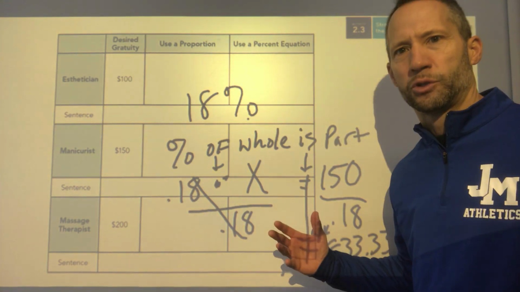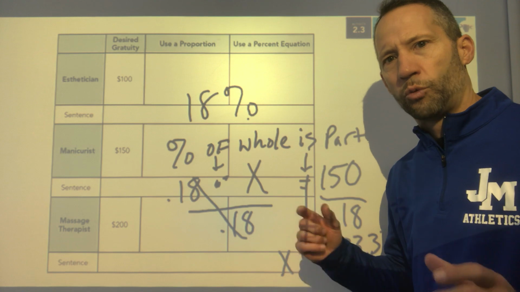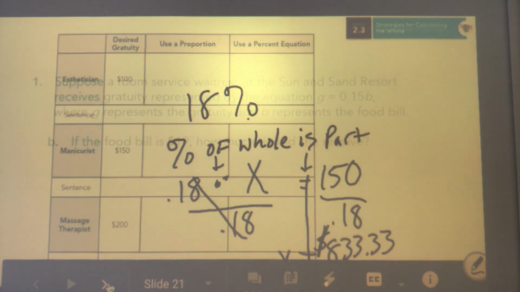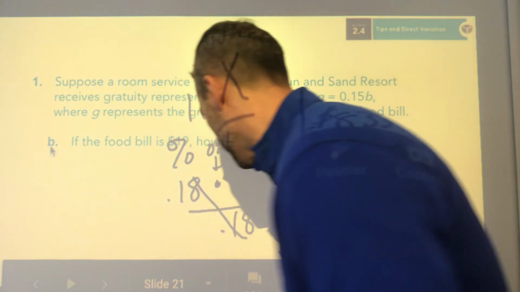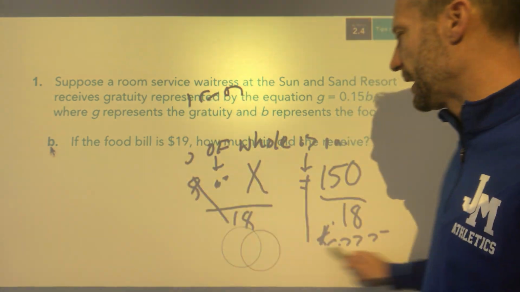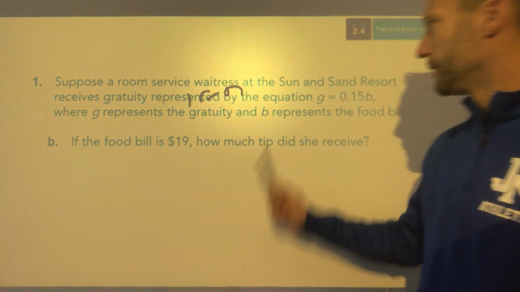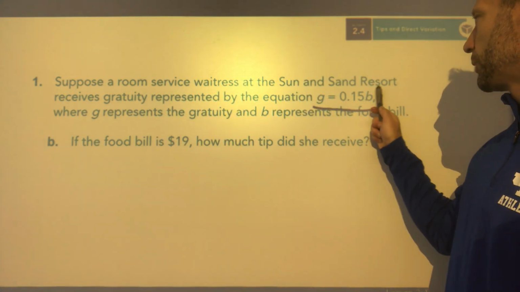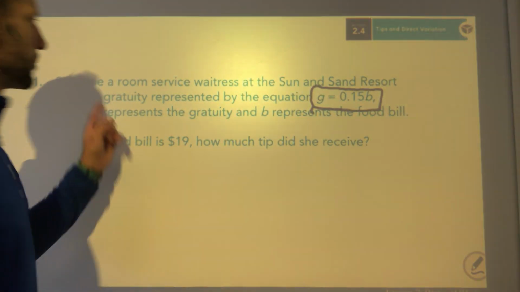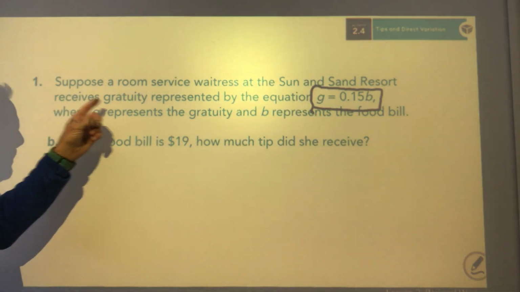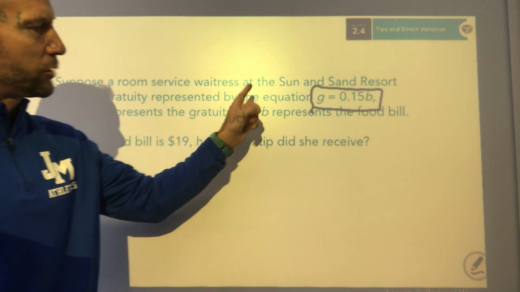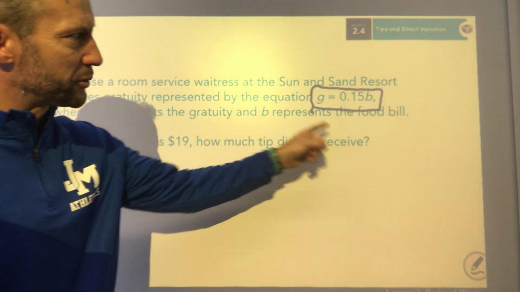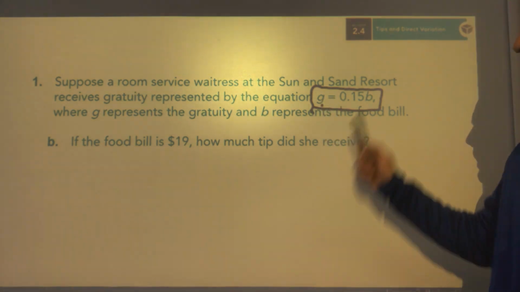So now, how does this tie into, like I said earlier in the video, that equation y equals kx? Well, in our next part of what we did this week, you will see how that comes about. So in our next section, and how we ended the week, students were given the equation. So instead of writing the equation, students were actually given the equation. In this case, it says, suppose a room service waitress at the Sun and Sand Resort receives gratuity, so a tip, represented by the equation G equals 0.15B, where G is the gratuity, or the tip, and B represents the bill. So G is my gratuity, B is my bill.